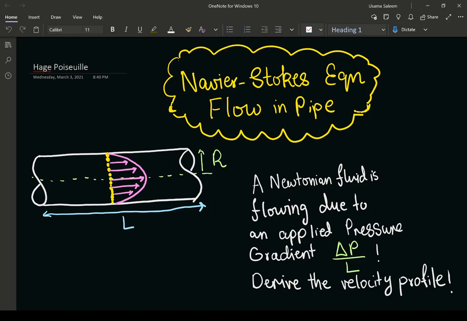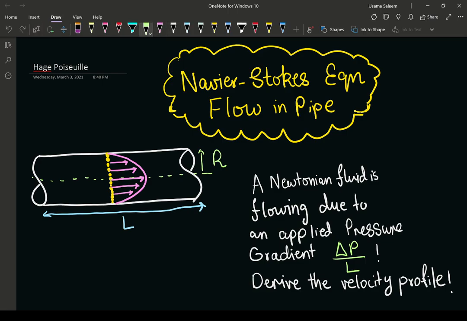So in this video, as you can probably read from the title, we're going to be solving the Navier-Stokes equation for flow in a pipe. We have a Newtonian fluid in the pipe. You can only apply the Navier-Stokes equation for Newtonian fluids, okay? It does not work for non-Newtonian fluids. And the flow is being driven by a pressure gradient.